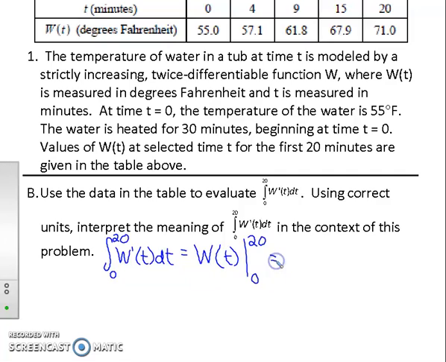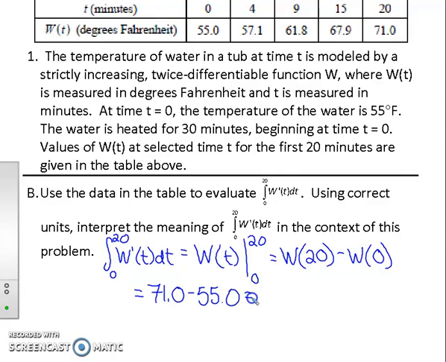So using our integral notation, this is what it would look like when we integrate it, because W prime is the derivative of W. So when we integrate it back or do the antiderivative of W prime, we get W. And then remember the way that we calculate that is we substitute upper minus lower. To find the values for W of 20 and W of 0, we simply look up at our table. W of 20 is 71.0, W of 0 is 55.0, and so your answer is 16.0.